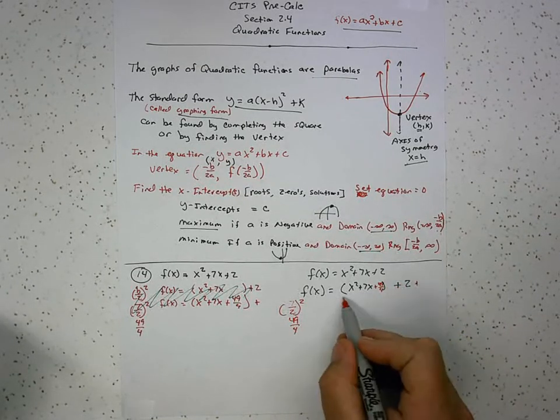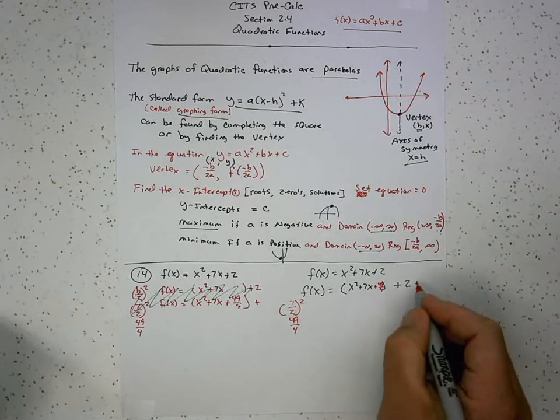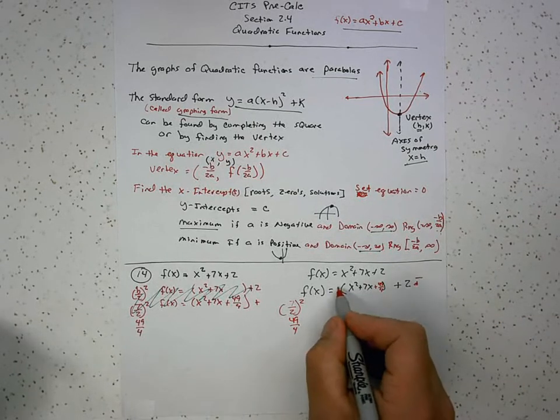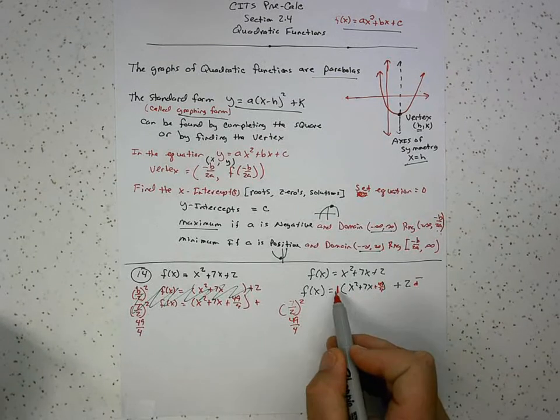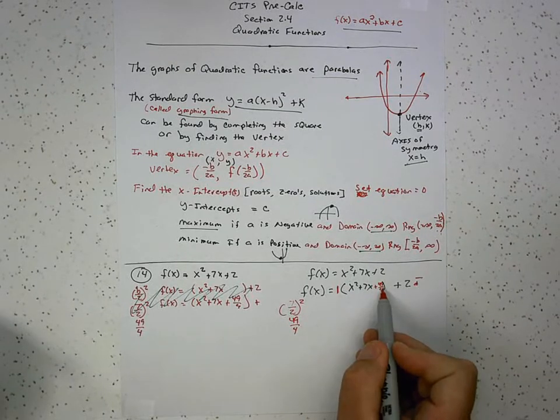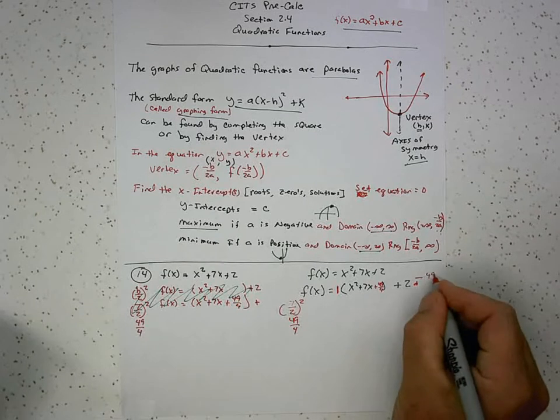I'm going to add 49/4 inside the bracket. I then, being it's on the same side of the equal sign, have to subtract it out here. Now remember, this term out in front is a 1. So the value of this 49/4, I actually have to take 1 times 49/4 and do the opposite out here.